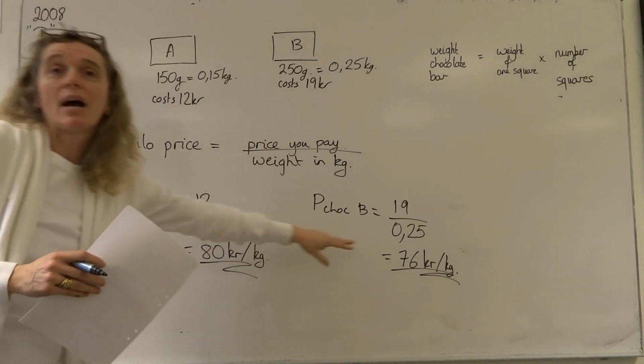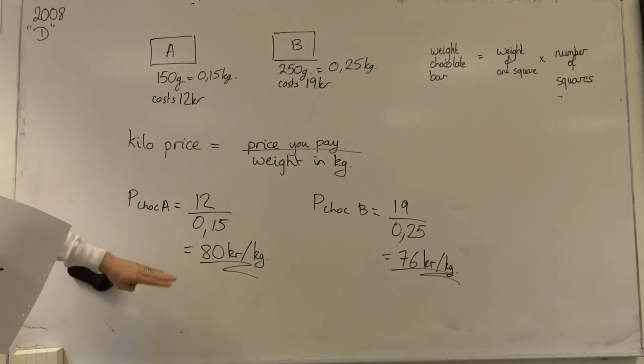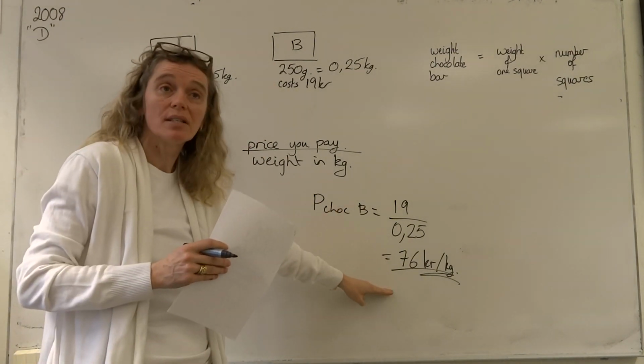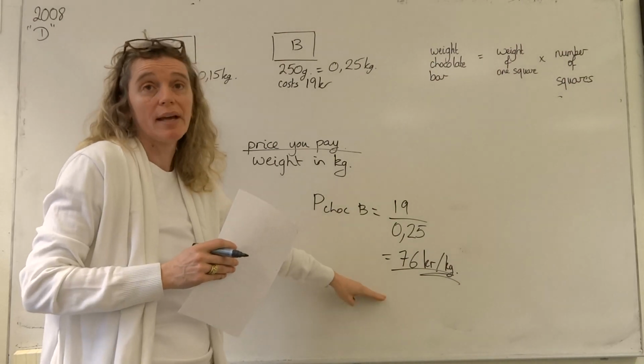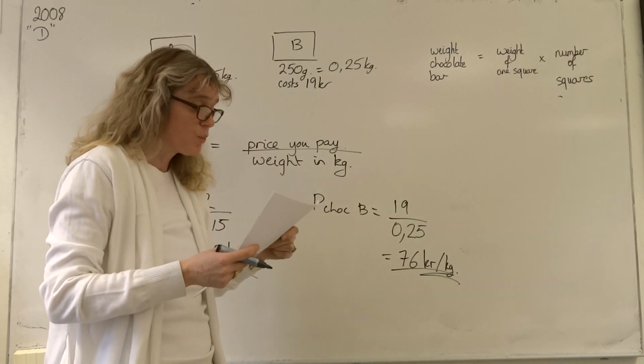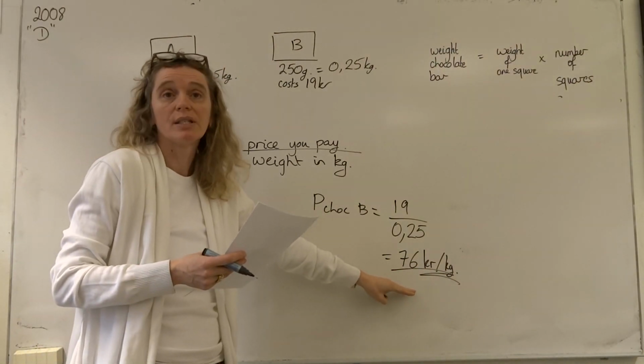So now you've worked out your answer, don't forget to actually answer the final question. So which one is cheaper? Chocolate bar B is only 76 kroners per kilo, and that is the cheaper bar of chocolate. So the question says, which one has the lowest kilo price? Bar B has the lowest kilo price.